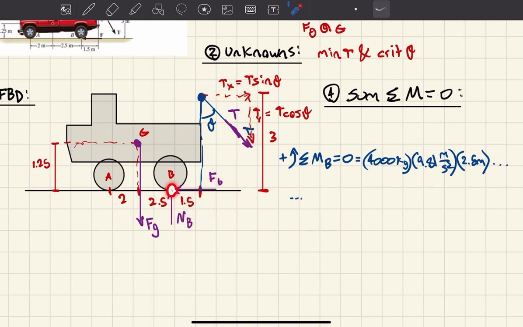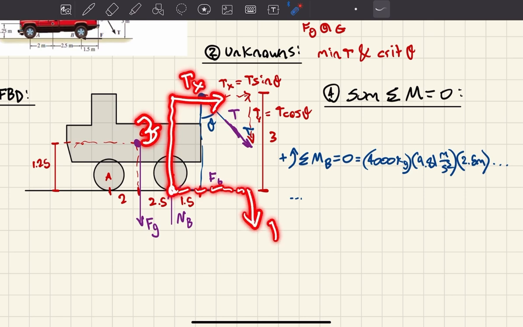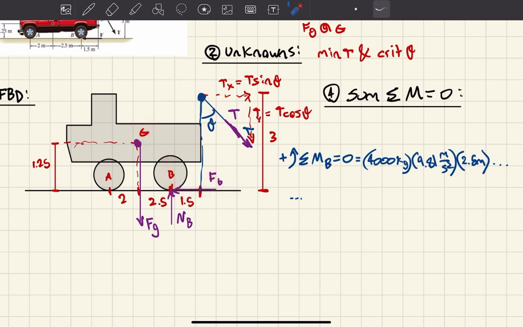Wonderful stuff. TX and TY are both going to be negative. TX is your force, this is your R, which is 3, and then over here, TY, this is your R, which is... Ooh, that's actually not good. I should not have done that.